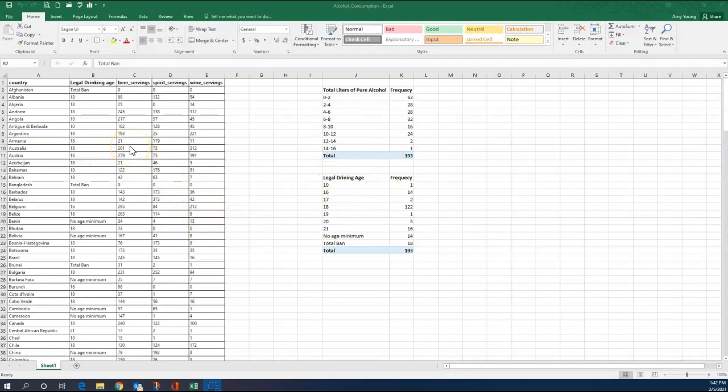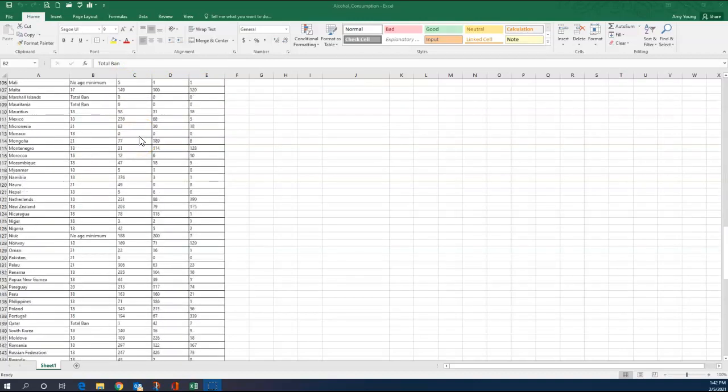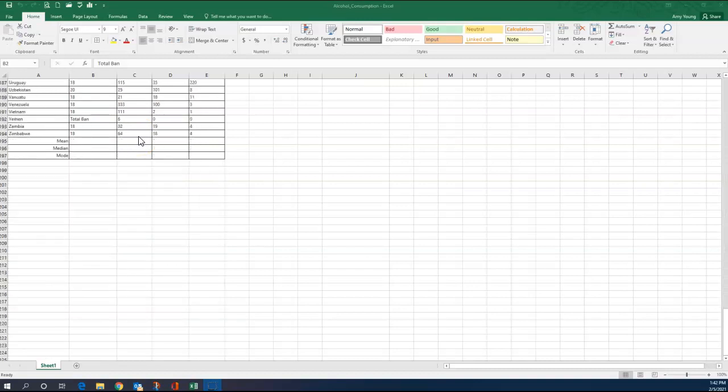So let's start off by finding the mean, median, and mode for beer servings, spirit servings, and wine servings. We're just going to come to the very bottom of this list. It's a pretty long list. Like I said, we have 193 countries. I've already labeled my last three columns as mean, median, and mode. We're going to skip the column of legal drinking ages because we really don't want to talk about that. We are going to look at the beer, spirits, and wine servings.